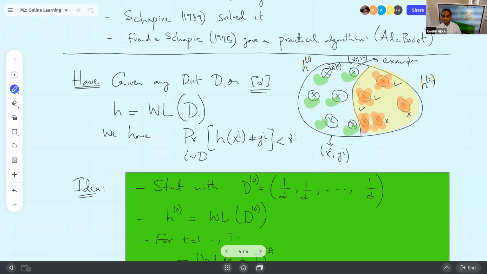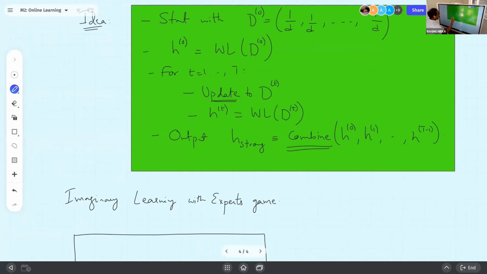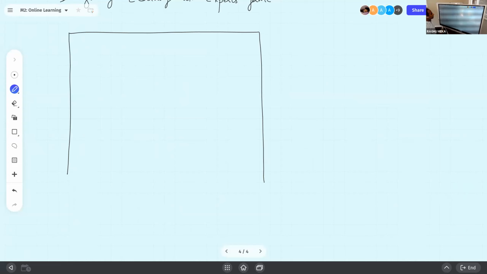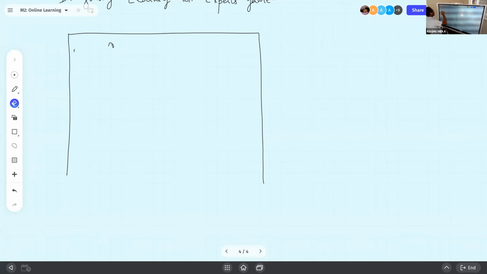So in learning with experts, we work with distributions on the experts. We maintain a distribution on the experts, pick an expert according to that distribution and then predict according to that. And here we have to maintain a distribution on examples. So there are d coordinates and there will be d experts, one corresponding to each example.